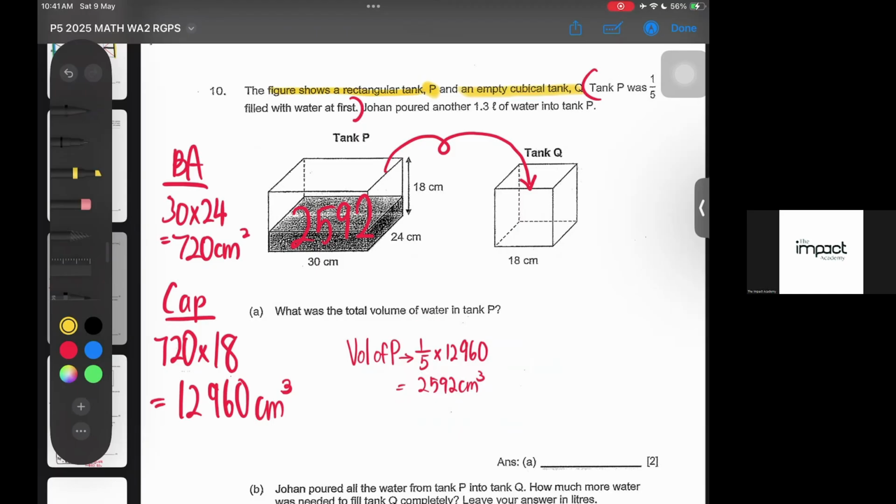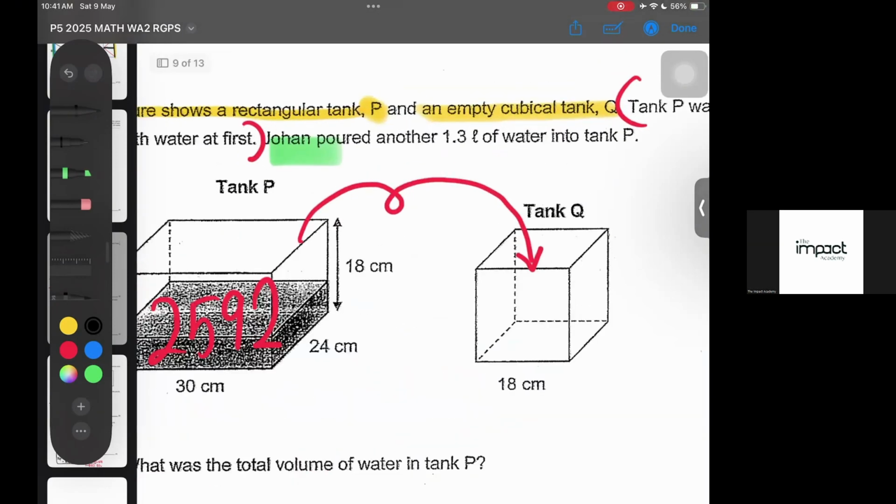Now over here, you can see, what can I see over here? I can see that Johan pours another 1.3 liter into tank P. So that means the total volume in this situation, tell me.